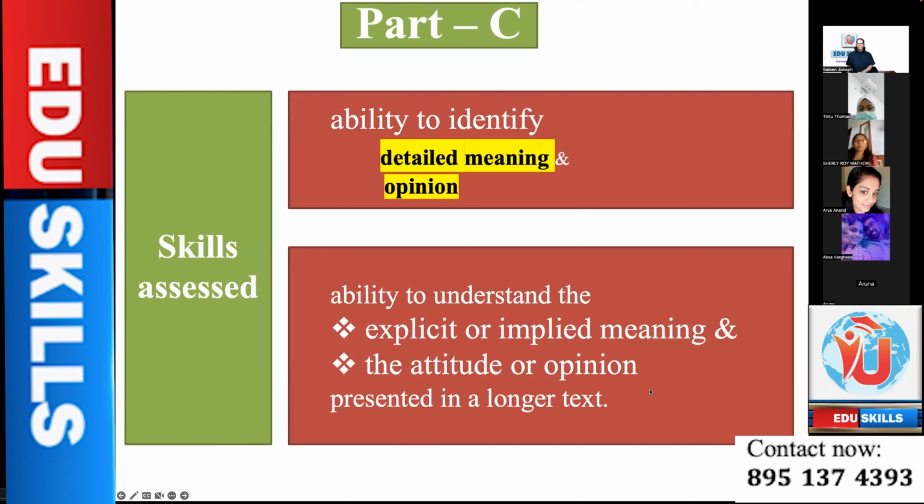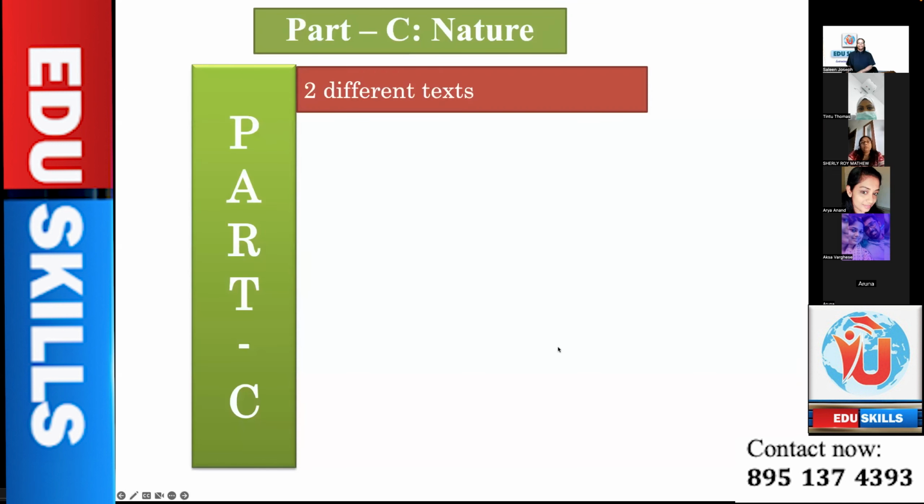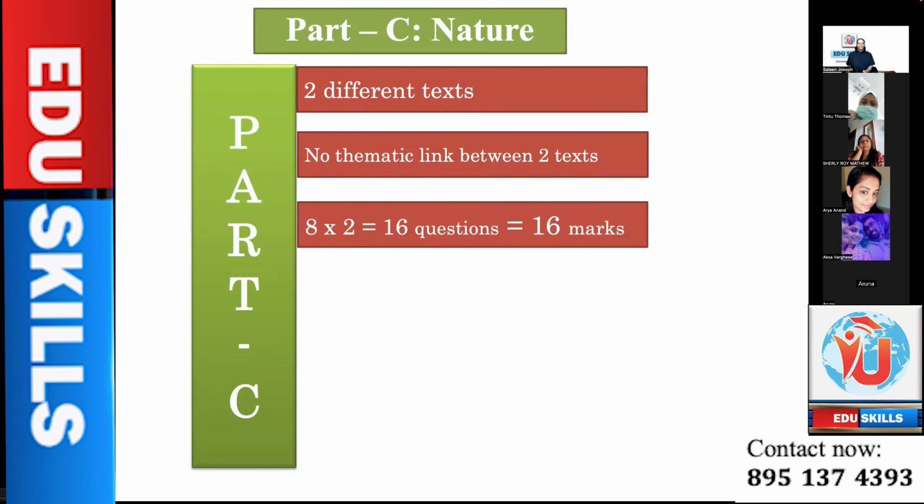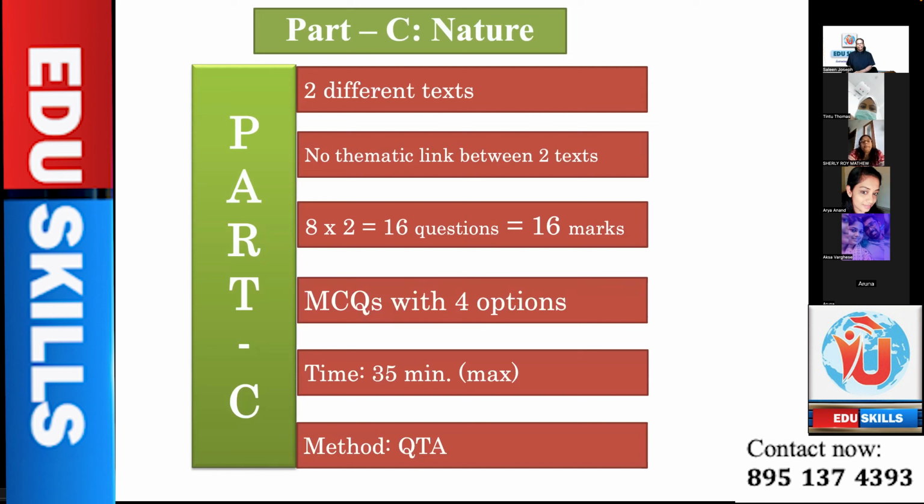The attitude or opinion presented in a longer text: the whole paragraph or text will give you an idea of the opinion or attitude of the author. You should be able to identify those opinions. And Part C nature: 2 different long texts, with no thematic link between them. These 2 texts will be entirely independent, with 8 questions on each text, a total of 16 questions, which carry 16 marks. They are MCQs with 4 options. Time is 35 minutes maximum.